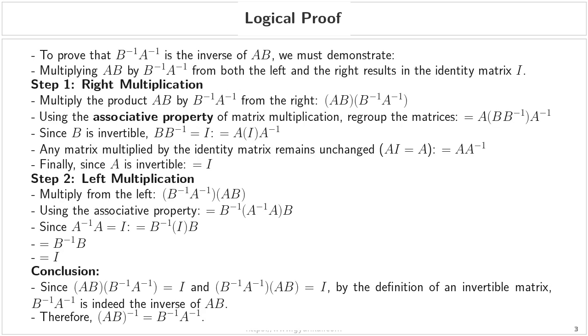To conclude, since multiplying AB by B inverse A inverse from both the right and the left results in the identity matrix, we have met the formal definition of an invertible matrix. This proves that B inverse A inverse is indeed the inverse of AB. Therefore, we can confidently state that the inverse of the product AB is equal to B inverse A inverse.